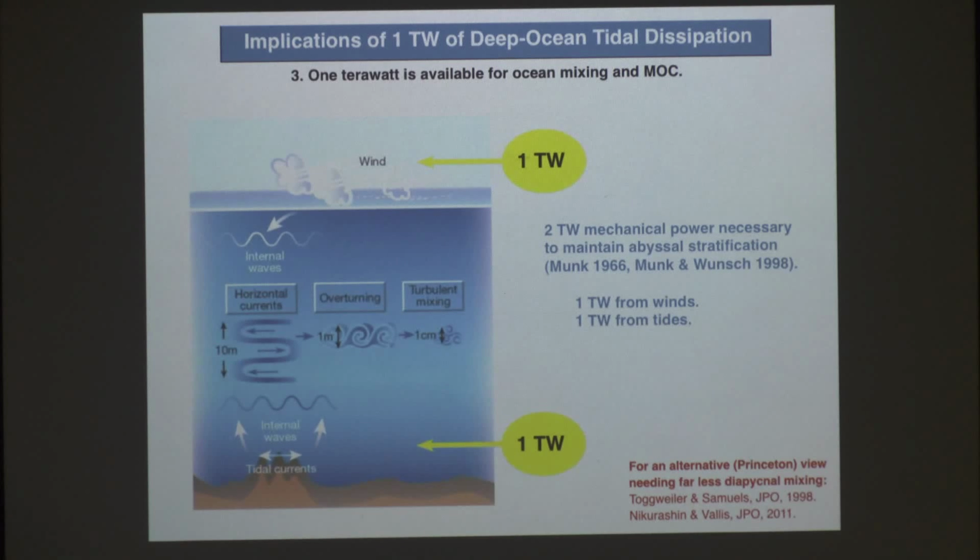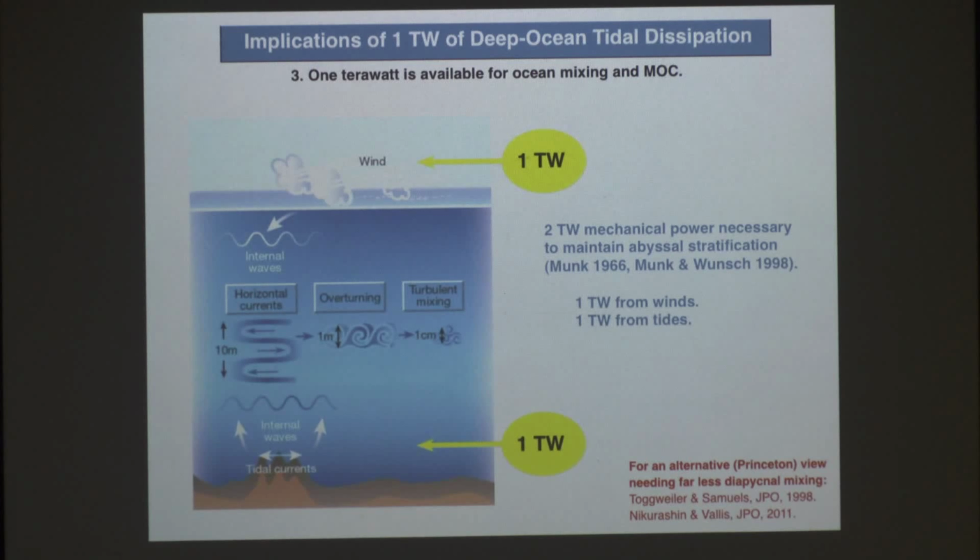Mixing takes mechanical energy of a certain amount. So what Walter Munk did was compute, based upon the rate of deep water formation in the poles, how much power you have to have in mixing to balance that deep water formation. And he got 2 terawatts.